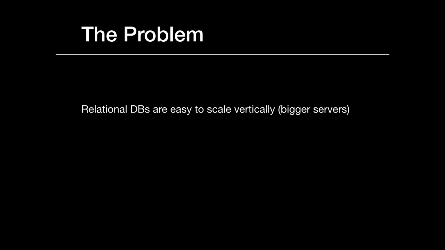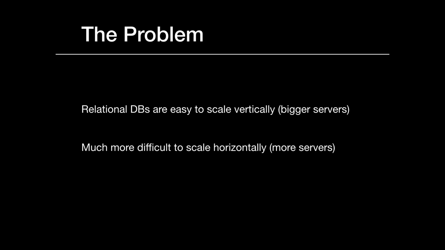So typically, relational databases are easier to scale vertically by adding bigger and more powerful servers than they are to scale horizontally, which is the concept of adding more servers. And so two of our main techniques for scaling horizontally for relational databases, which are replication and sharding, are also hard. And I will explain what replication and sharding are momentarily.